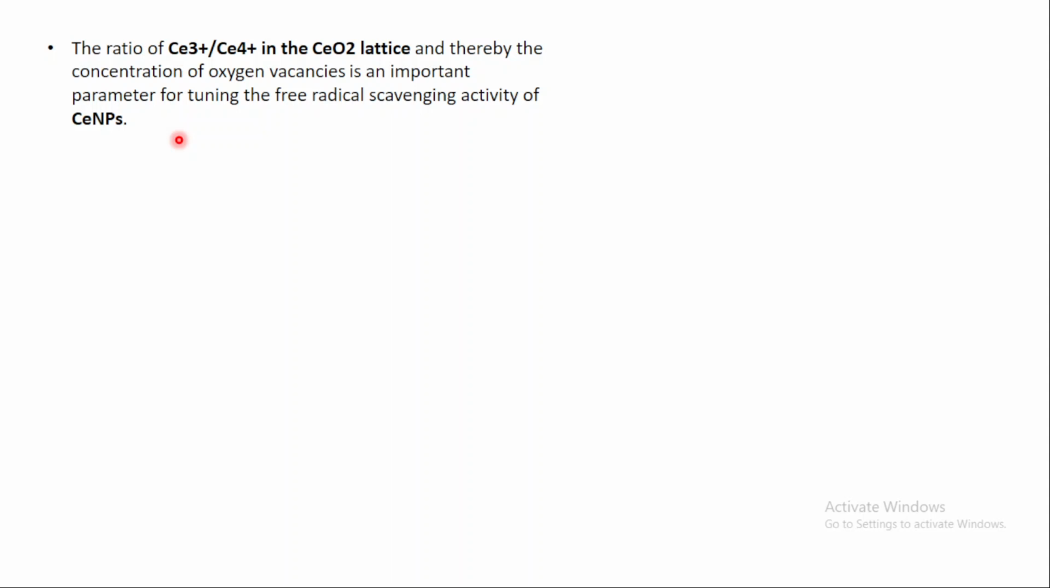What does this statement tell us? The ratio of Ce3+ to Ce4+ atoms present in a cerium oxide lattice, and thereby the concentration of oxygen vacancies: because of the presence of different kinds of atoms in the CeO2 lattice, there will be oxygen vacancies in the lattice. Now these oxygen vacancies will help the CeO2 lattice to scavenge different oxygen radicals or free radicals into that lattice to occupy that vacancy. That is an important factor which can enhance the free radical scavenging activity of cerium oxide nanoparticles.